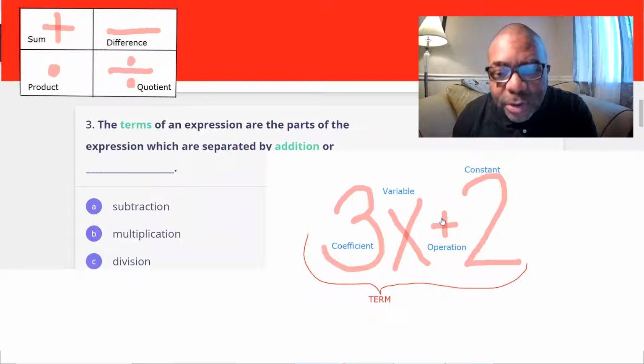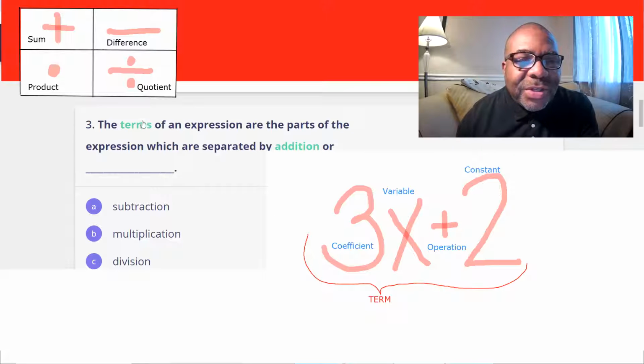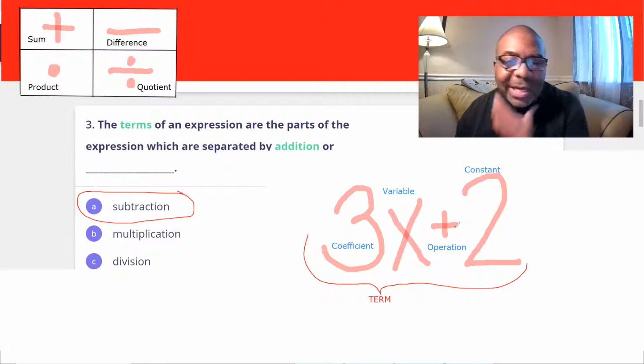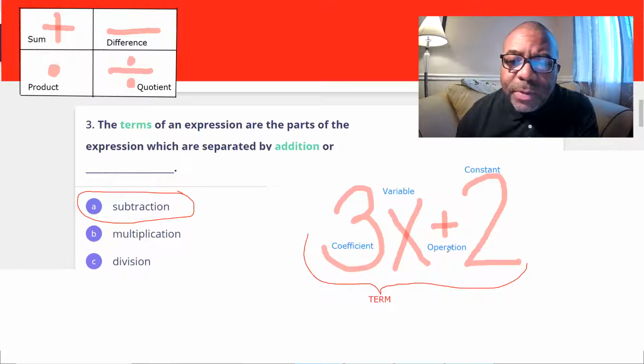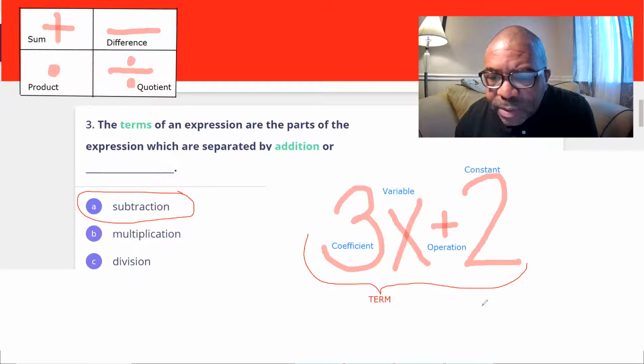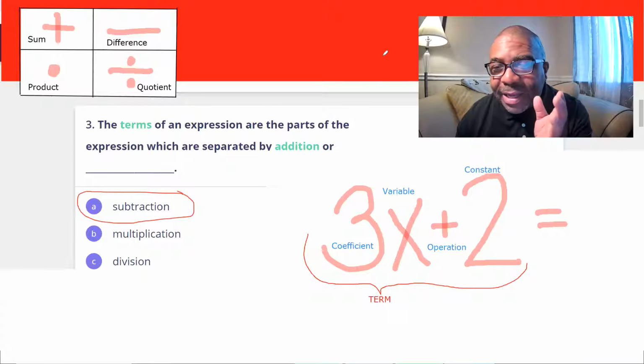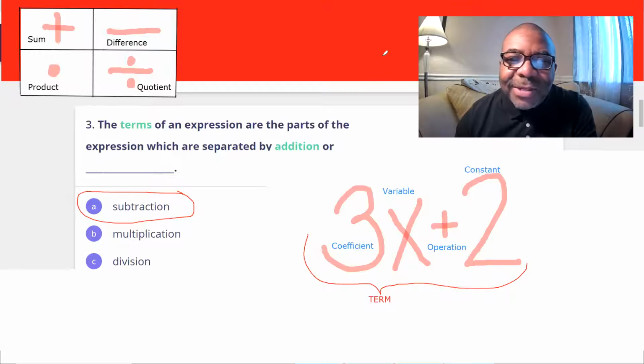So let's talk about a new term. The word is term. The terms of an expression are the parts of the expression which are separated by addition or, what do you think it is? Subtraction. So right now the operation is addition. It could be subtraction, but this is the term, the 3x plus 2. When we talk about a term, there isn't an equal sign. If you see an equal sign, it's not a term. If it has an equal sign, it kind of changes. So yeah, that's a term.